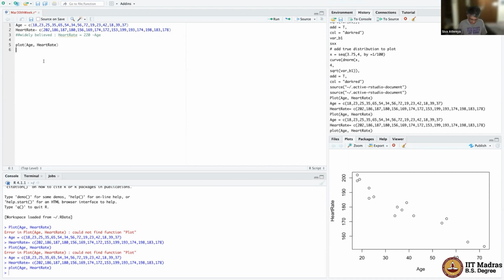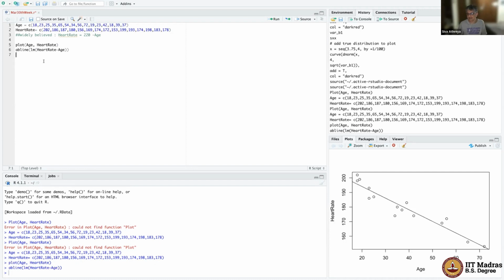What we can do now is find the regression linear model with the inbuilt function in R, lm. You can do heart rate, then tilde, age. That will give you the lm. And let's just plot this line, the abline. So abline of this thing. What do I get now? I get a line on the same plot. It's a line like this. So the regression fit is a line going down with a negative slope. It's very good.